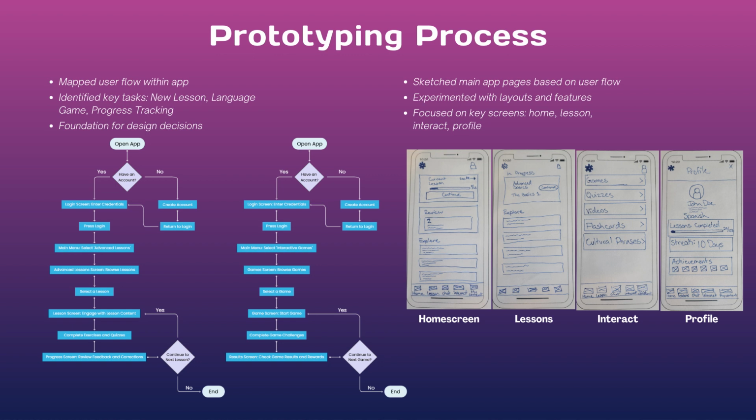In the early stages of our design process, we focused on understanding Alex's journey within our app. We mapped out the user flow, visualizing the path Alex would take to complete key tasks. We then brought these user flows to life by sketching out the main pages of our app. These sketches allowed us to experiment with different layouts and features. Our main focus was on the home screen, lesson screen, and profile screen. These are the key touch points in Alex's journey, whether he's starting a new lesson, playing a language game, or tracking his progress. These sketches were our first step towards creating an app that meets Alex's needs and addresses his challenges.